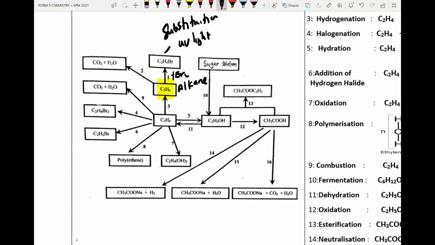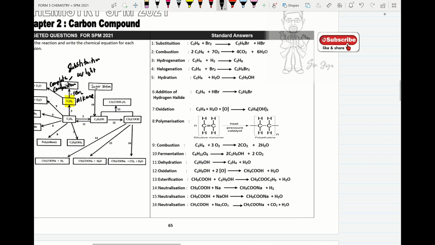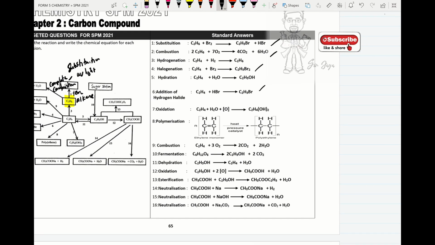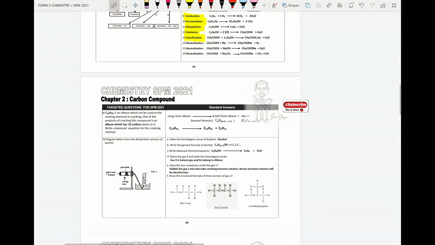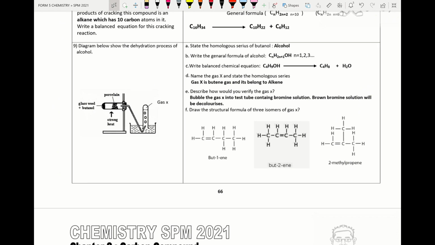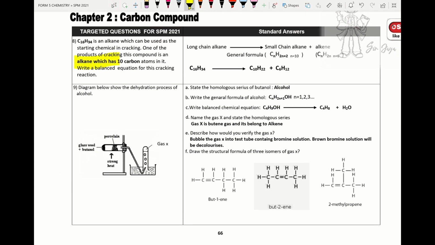Next process, once we see carbon dioxide and water, this is known as complete combustion. So please remember all the conversions given in the module. Please check everything. Try to memorize substitution, hydrogenation, hydration, oxidation, combustion, fermentation, dehydration which is very important, esterification and oxidation. All these conversions, please go through and try to do more questions. We move on to the next question. Please try to do catalytic cracking.